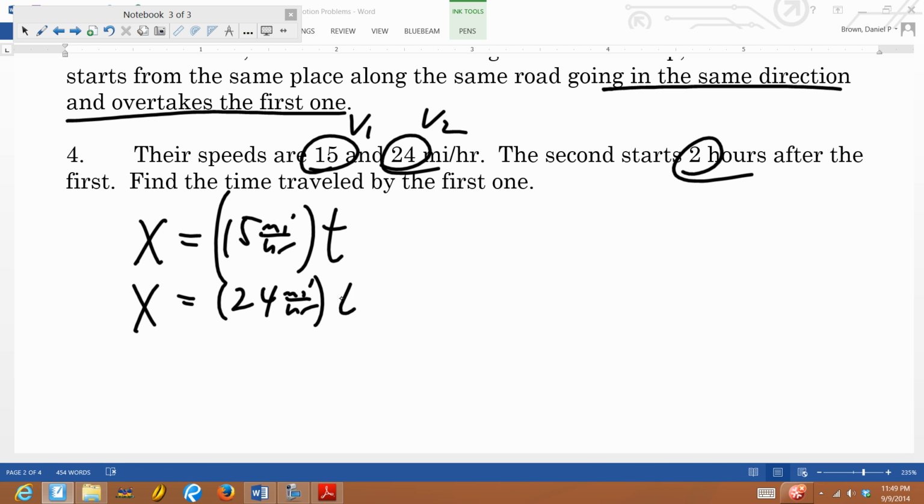Like this. Again, he left 2 hours later, or she left 2 hours later, so we have 2 hours less to catch up. Let's go ahead and set these two equal to each other, because they both equal x. So long as they both equal x, we can set them equal to each other.